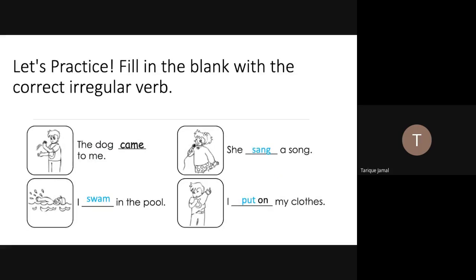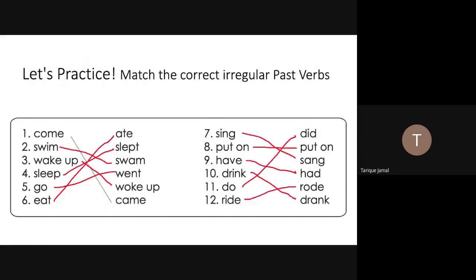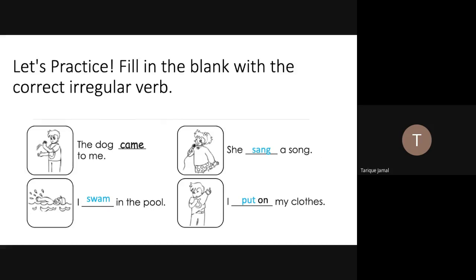All right, let's move on. So we are going to practice again, fill in the blank with the correct irregular verb, right? So, the dog came to me, right? Something, of course, we're doing in the past. Look at the picture there. I swam in the pool, right? She sang a song. I put on my clothes. Let's check one thing here before we move on. So we actually just did it for you guys.